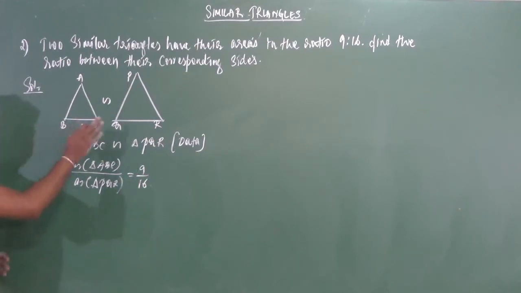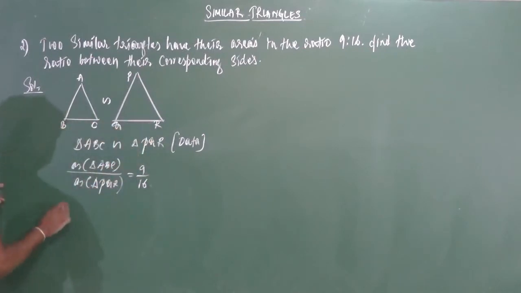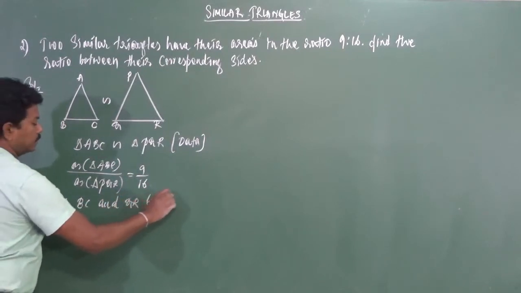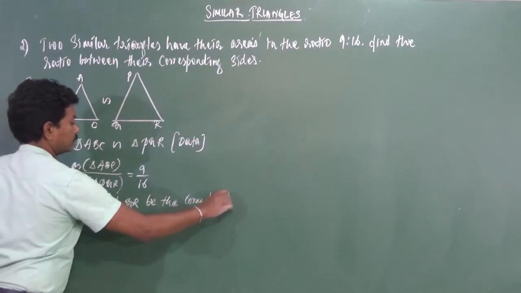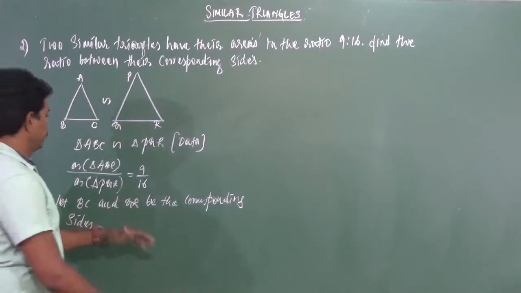So let us select two pairs of corresponding sides here. Let BC and QR be the corresponding sides. Okay, mention them, then we will proceed.